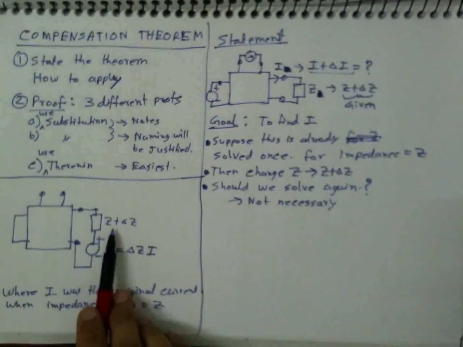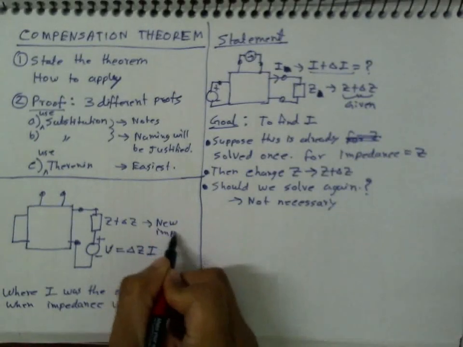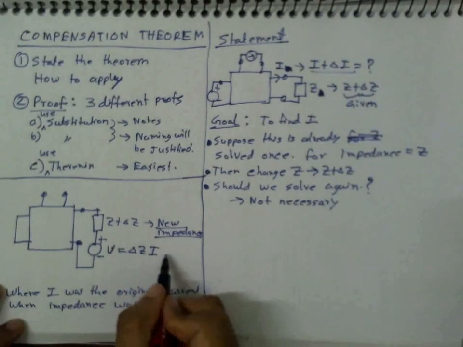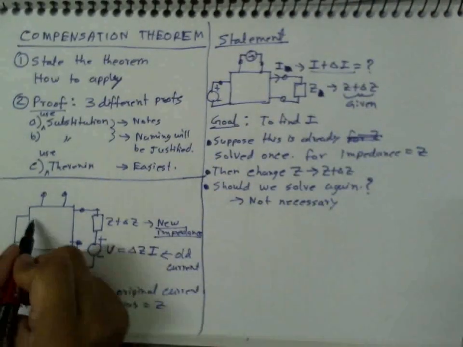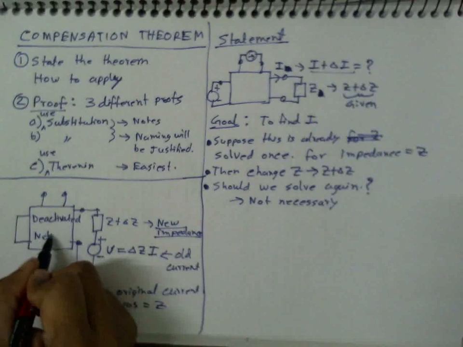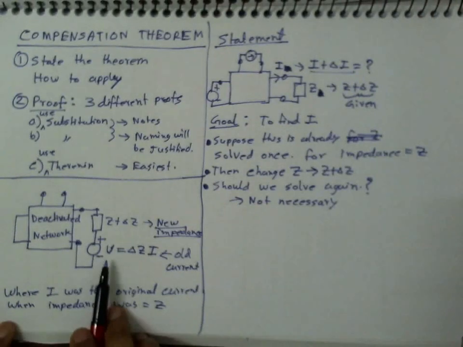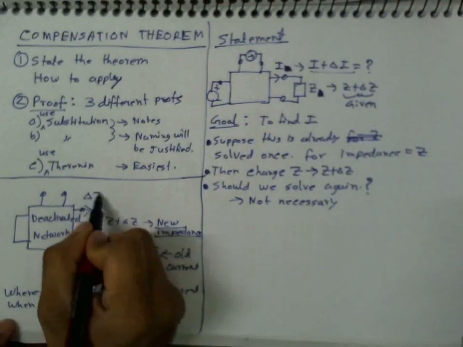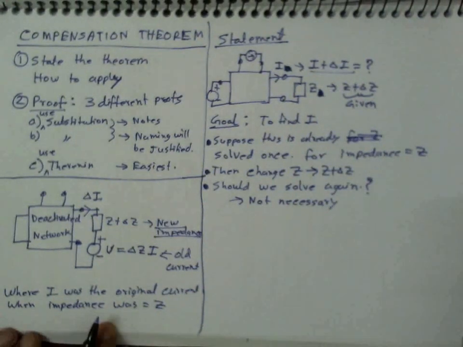Remember that this impedance is the new impedance. This current is the old current. And this network is a deactivated network, so all the sources are turned off. Now solve this circuit. If you solve this circuit, the current that we will have here is equal to delta I. So that's what the compensation theorem is.